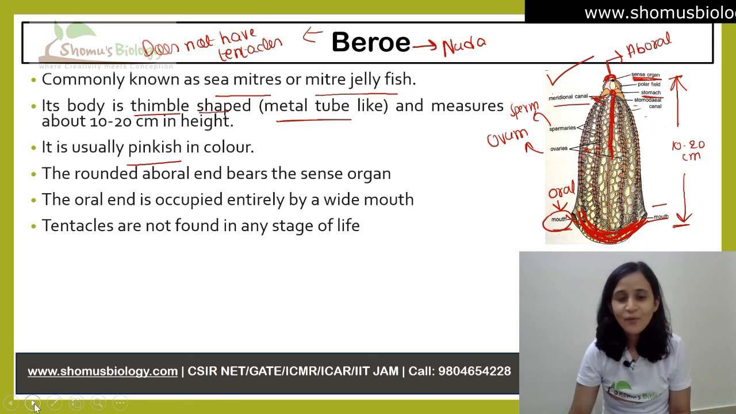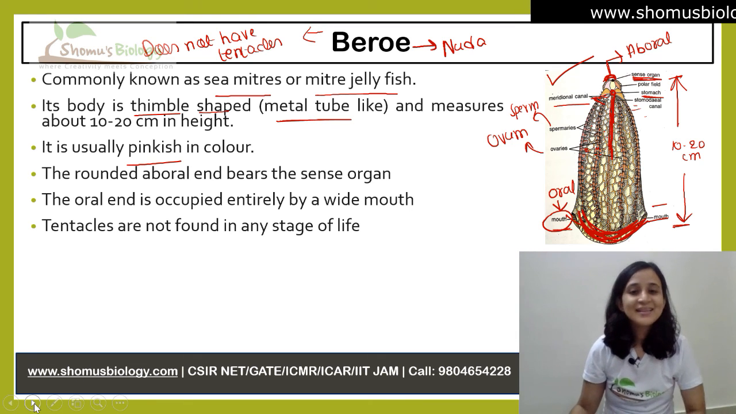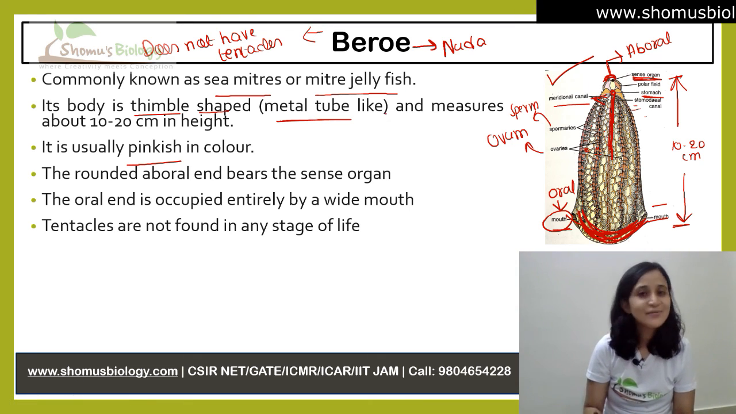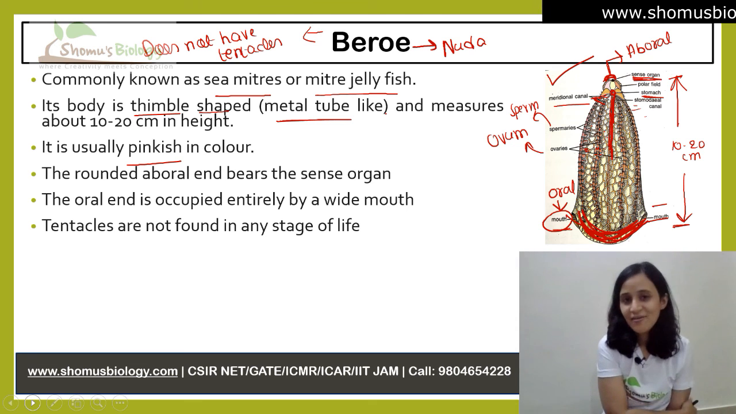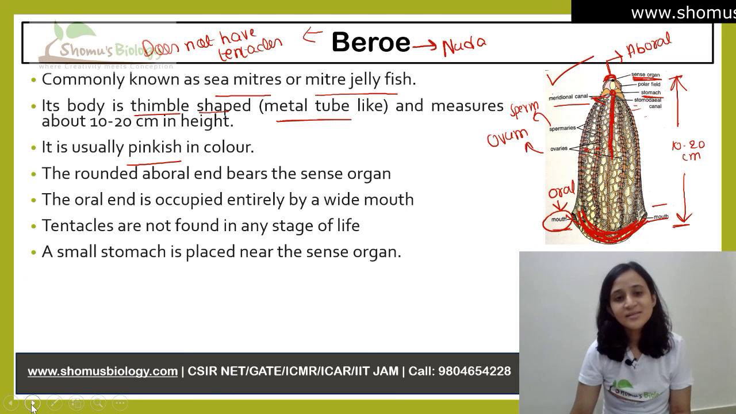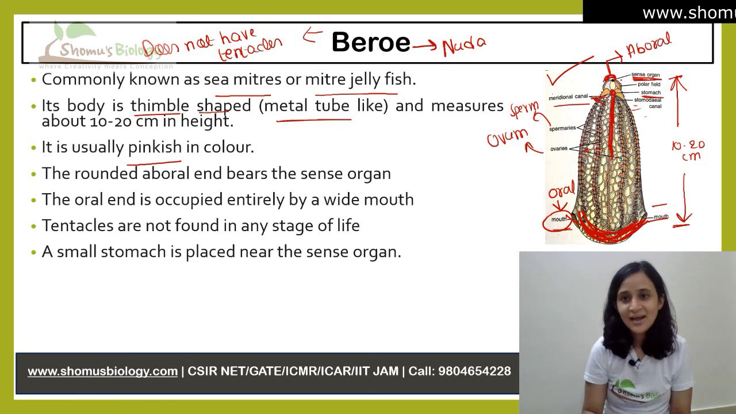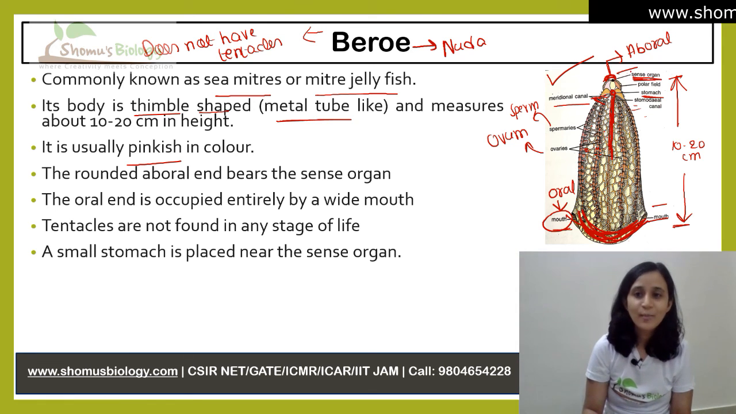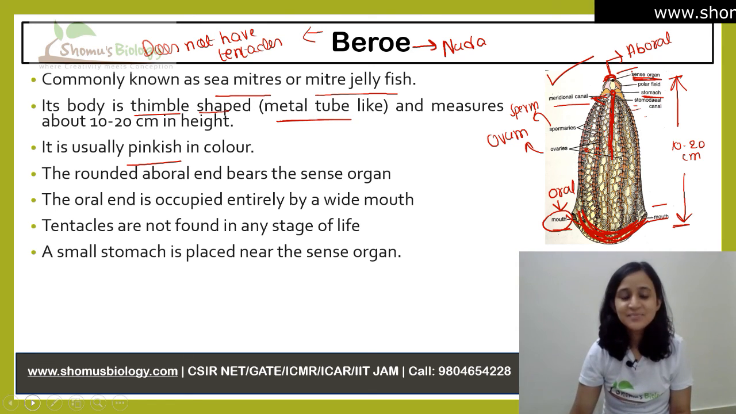Tentacles are not found in any stage of life. They don't have any tentacles. You will not get tentacles in their larval form or adult form. That's why they belong to the class Nuda, which doesn't have any tentacles. A small stomach is placed near the sense organ, that I have already mentioned, that near the sense organ in the aboral end, the stomach is placed.